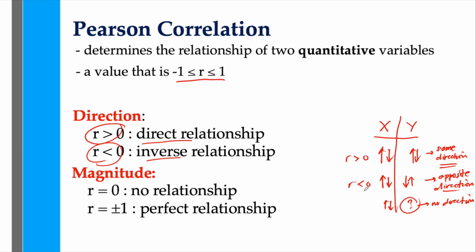Now, how strong the relationship is, that is determined by the magnitude. An r of 0 means that there's no relationship, and as the value of r goes further from 0, meaning it gets closer to +1 or -1, the more perfect or strong their relationship is.